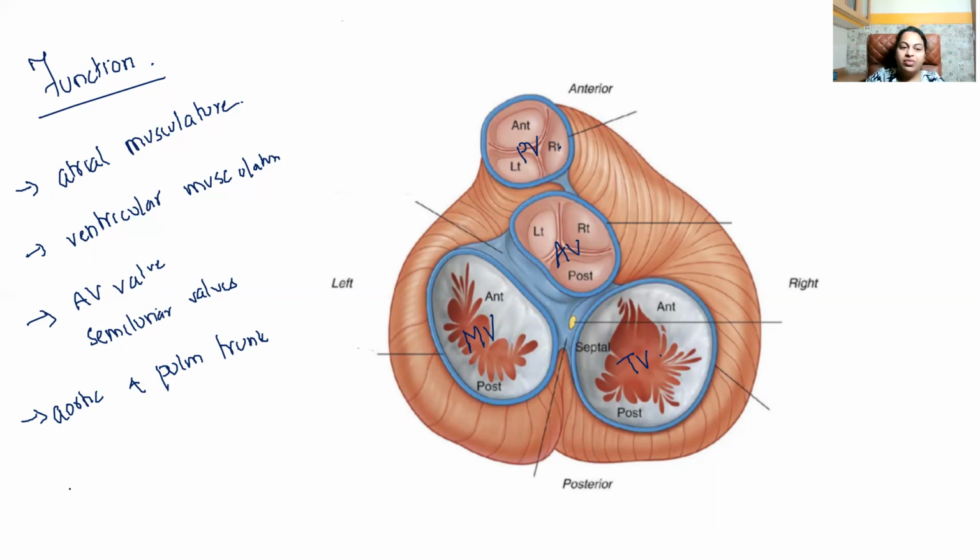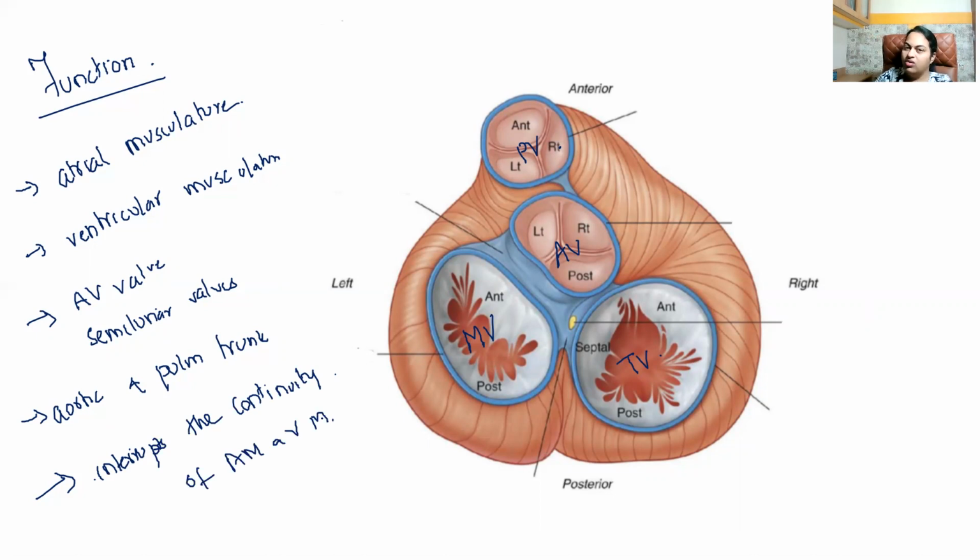And more importantly, this fibrous skeleton, the collagenous framework, separates the atrial musculature from the ventricular musculature, so that there's no continuity between the atrial and ventricular musculature. It interrupts the continuity of atrial and ventricular musculature.